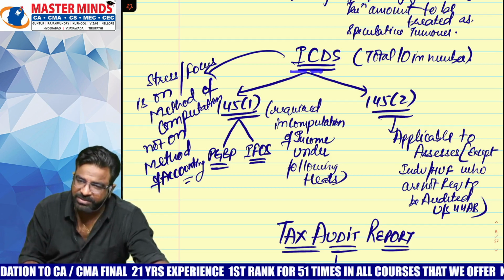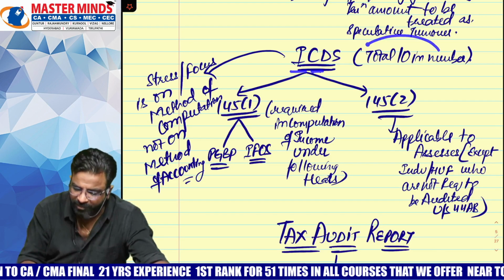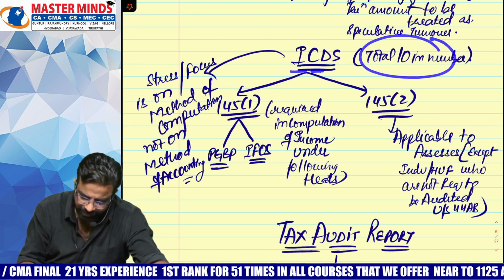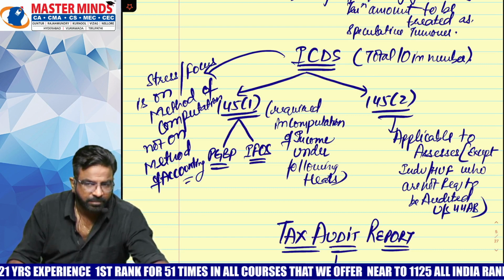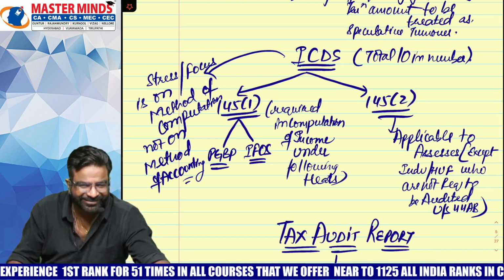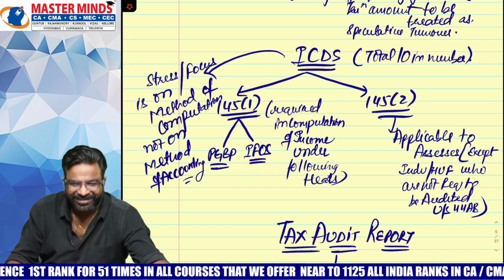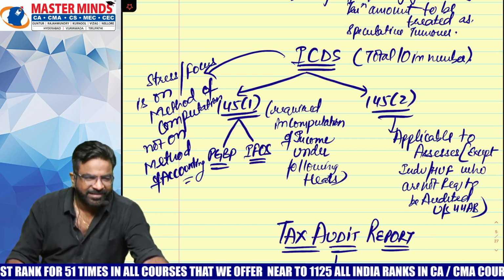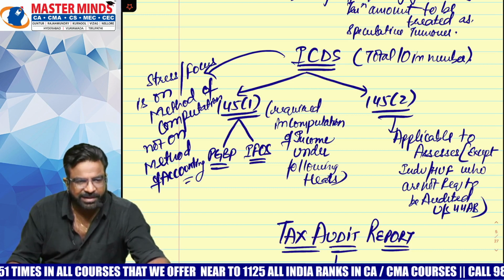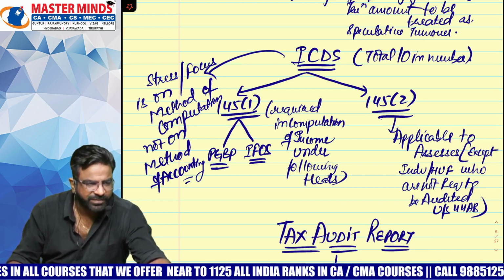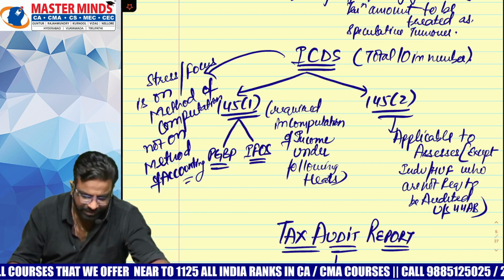Income computation standards: how many are there? 10. Are you getting the point? Can anybody tell me all 10? 1, 2, 3, 4, 5, 6, 7, 8, 9, 10. Just make sure you read that list once or twice. Just read the list out. You don't have the application of those standards, but just read the list, right or not?